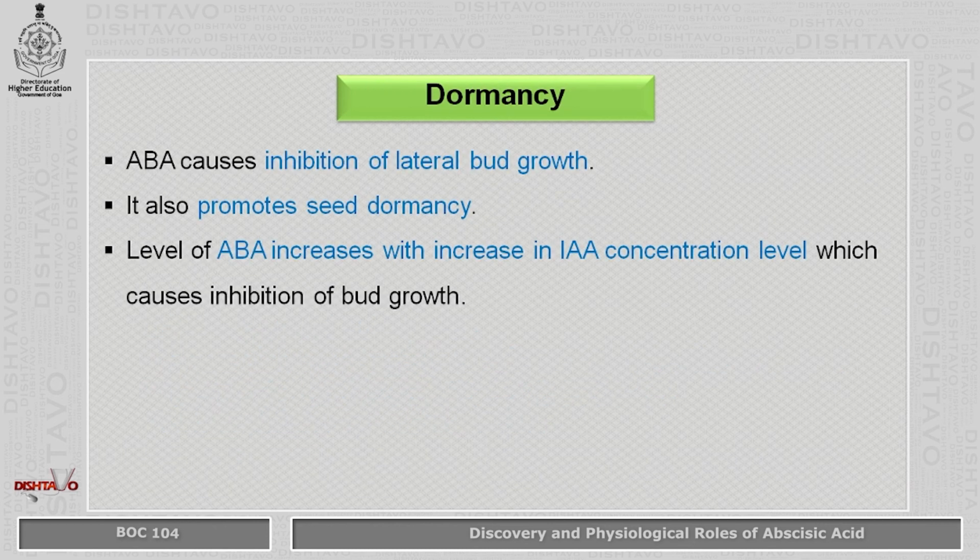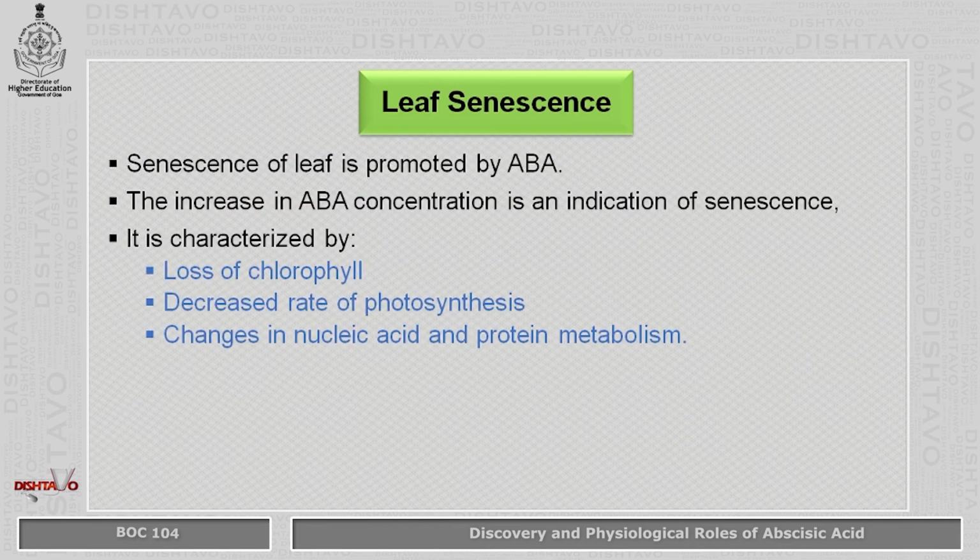Next is dormancy. Abscisic acid causes inhibition of lateral bud growth. It promotes seed dormancy, and the level of abscisic acid increases with increase in indole acetic acid concentration level, which causes the inhibition of bud growth. Next is leaf senescence. Senescence of leaf is promoted by abscisic acid. The increase in abscisic acid concentration is an indication of senescence. It is characterized by loss of chlorophyll, decreased rate of photosynthesis, changes in nucleic acid and protein metabolism.